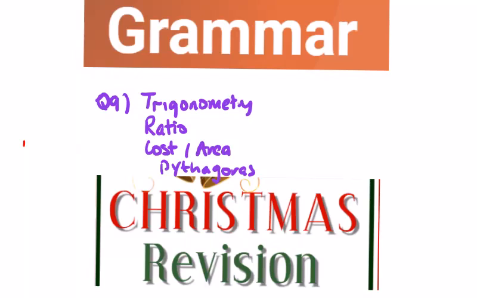Question 9 on your Christmas test is a trig, ratio, cost, area, Pythagoras question. So we start with the trig part. Any trig question, there's only certain things they can ask. They can give us an angle and they can ask us to find one of the sides. Let's say it's this one here and this one is 10.